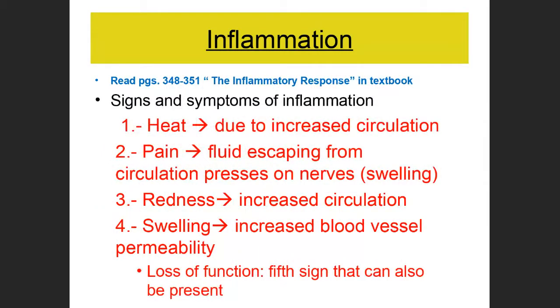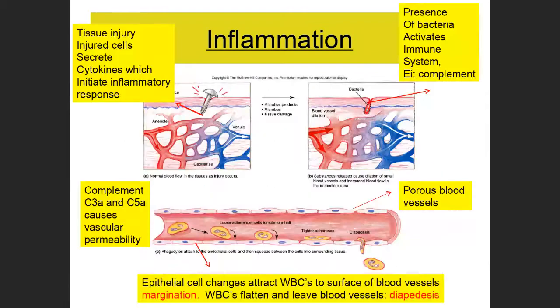Do you know the signs and symptoms of inflammation and what causes those signs and symptoms? So heat is due to the increased circulation. Pain is due to the fluids escaping from circulation, and the excess fluids are pressing on nerve endings, causing pain. Redness is also due to the increased circulation. Swelling is due to the increased blood vessel permeability that will allow for the escape of fluid from the blood vessel. Sometimes loss of function is mentioned as the fifth sign.